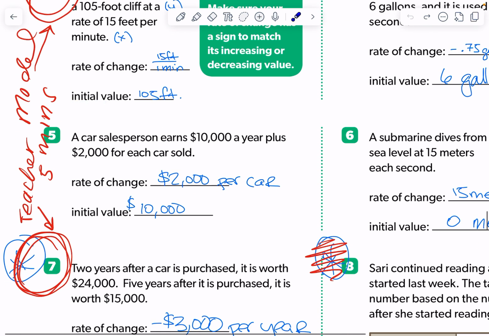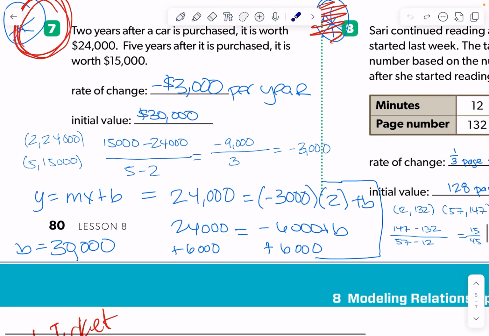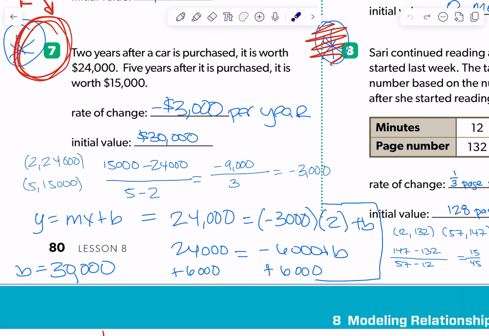Okay? Easy question. Question 7 is a bit more challenging, which is why I want you to model this question. It says 2 years after a car is purchased, it is worth $24,000. 2 years after it is purchased, it is worth this, right? So that means when it was purchased, it was probably worth more. So we're going to have to figure out what that initial value was, right? It tells us 5 years after it was purchased, it was worth $15,000.